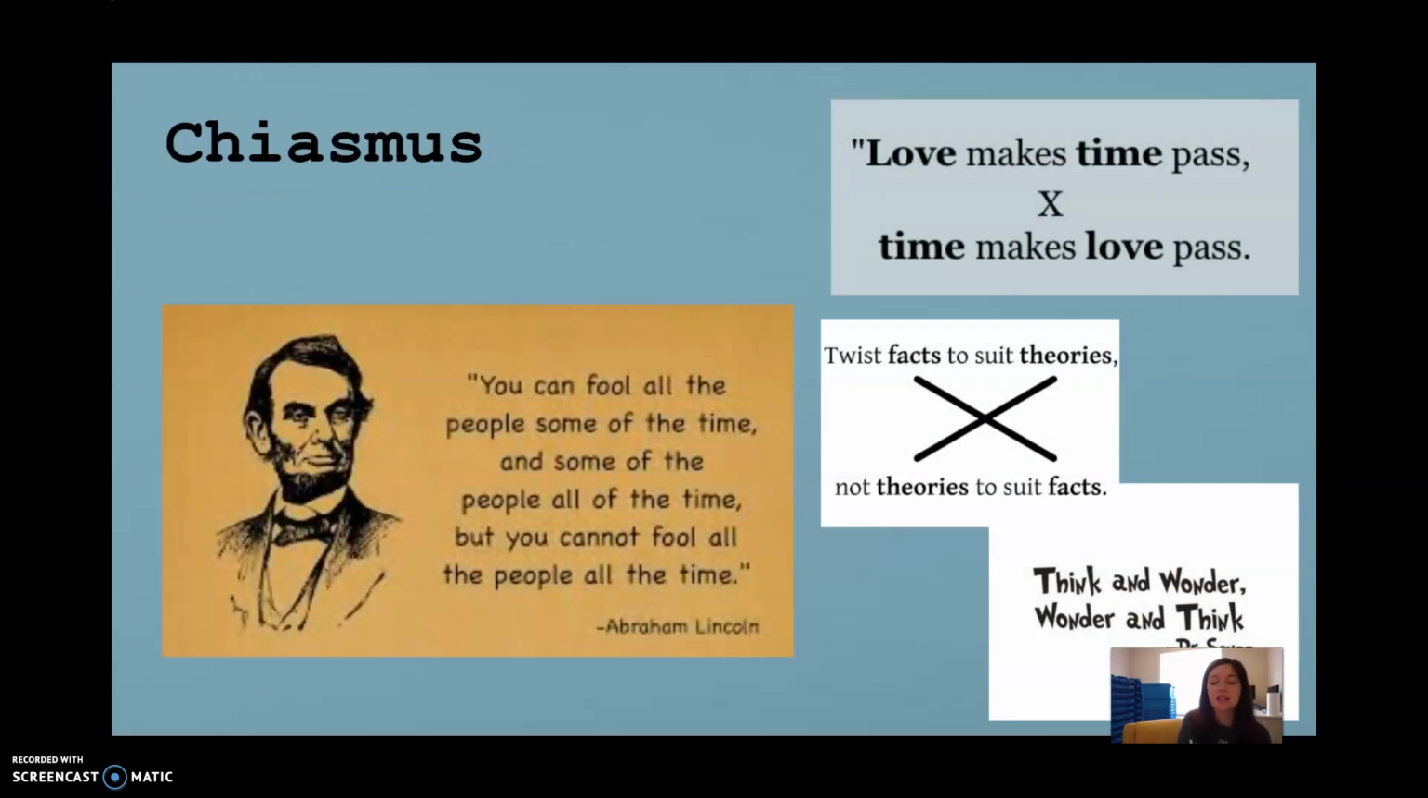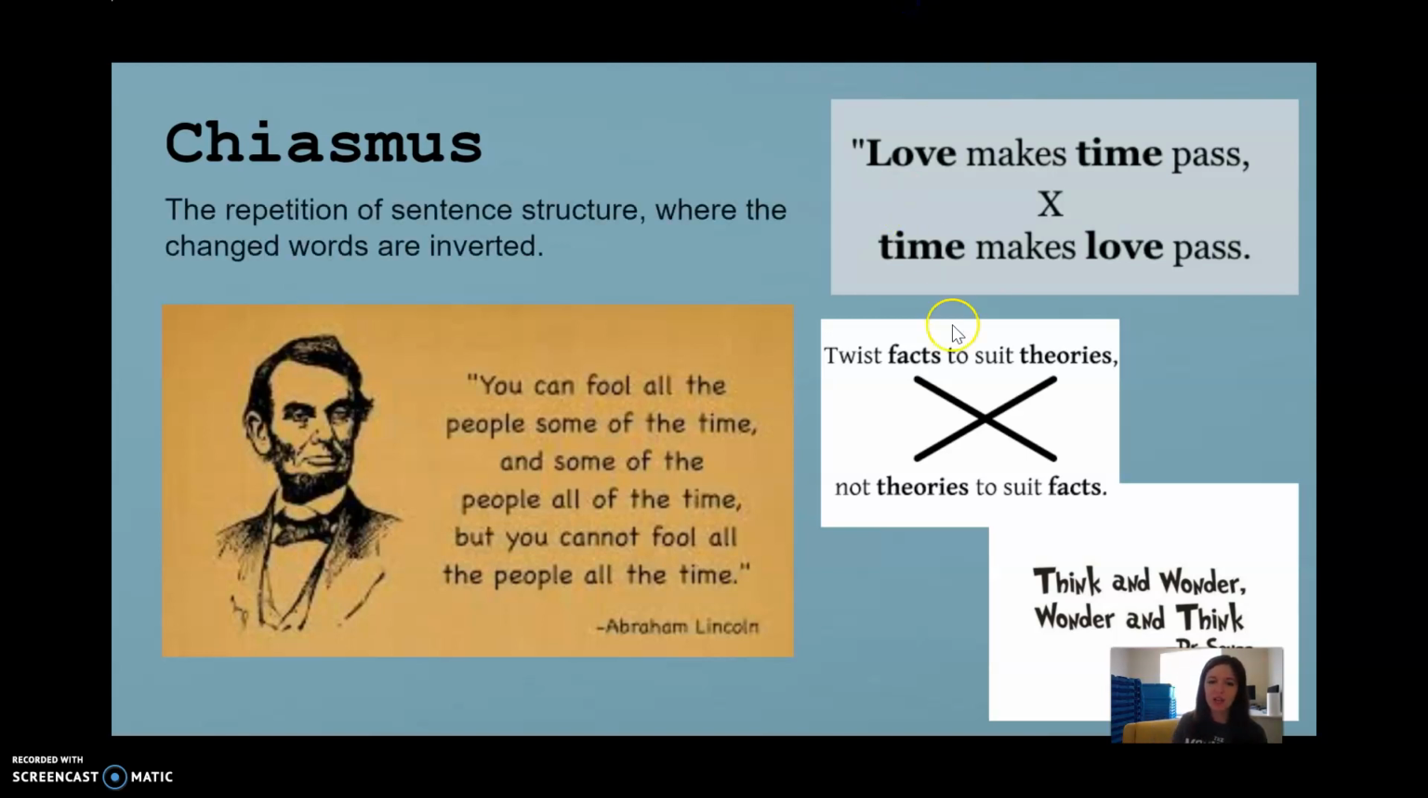Chiasmus. So a chiasmus again falls into kind of the category of parallel structure, except for this one, when you have kind of the blanks where you fill in the changed words, you actually swap them. So we can see that here, where we have this X. Twist facts to suit theories, not theories to suit facts. So we have twist blank to suit blank, not blank to suit blank. We have the parallel structure, and then where the blanks are, we flip them. So facts, theories, theories, facts.